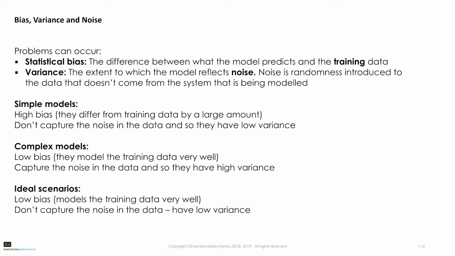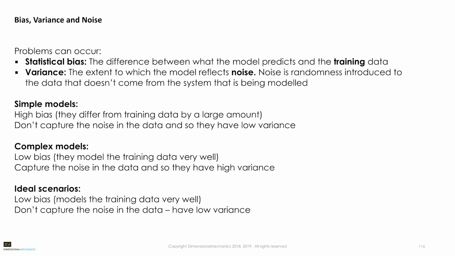So simple models tend to have very high bias because they differ from the training data by a very large amount. But they don't capture noise in the system because they don't capture random variances. Complex models tend to have very low bias, which means that they model the training data extremely well, but they capture a lot of noise.